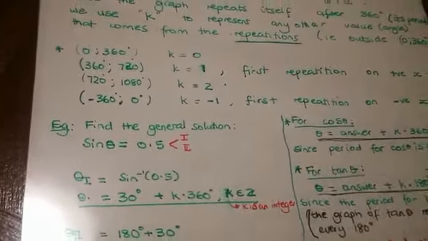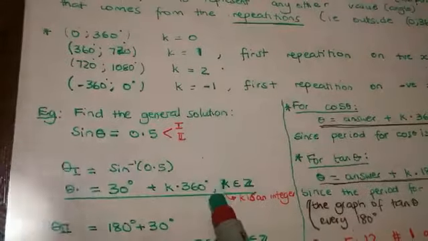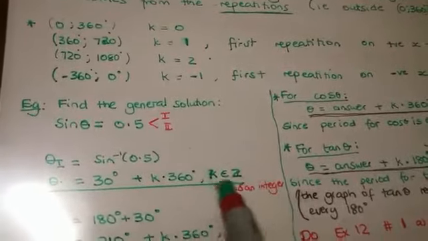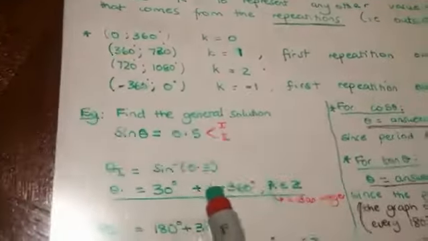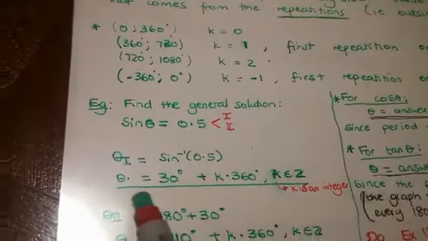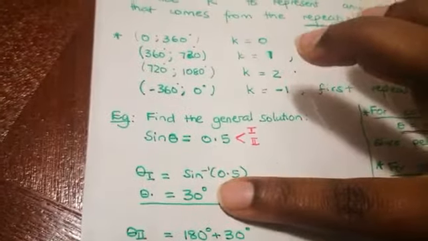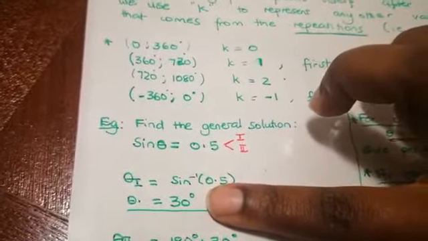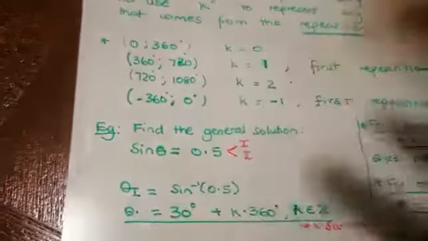So instead of writing all those answers, we just write plus k times 360, and then k is an integer. This just says k is an integer. So this is how you write your answer for a general solution. So it is not just going to end here like we did with just the solution. If the question says find the solution, then our answer would be 30.